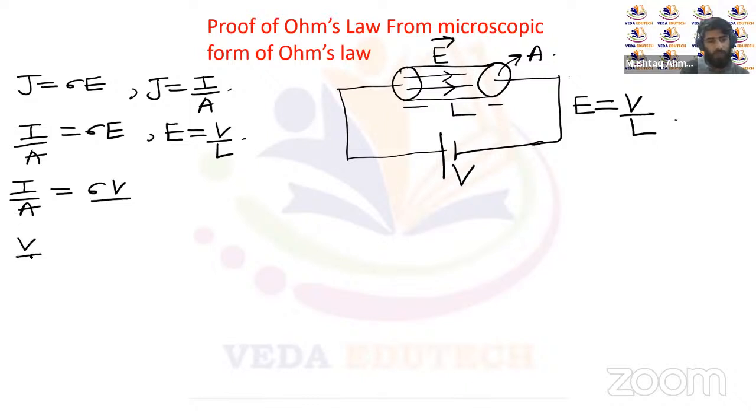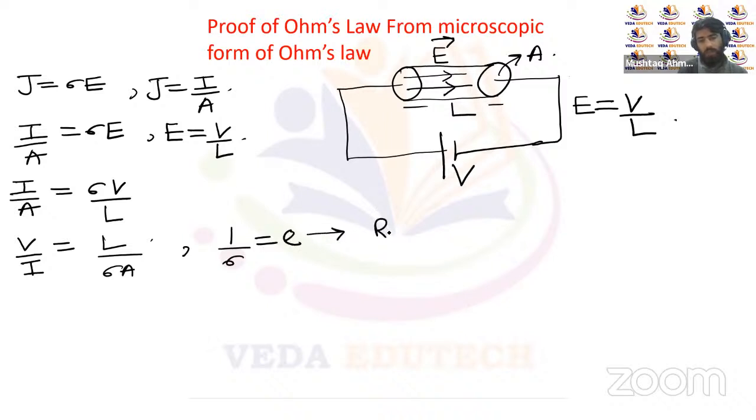So let's calculate the ratio V over I here. V over I will be equal to L upon sigma A, right? L upon sigma A. And 1 upon sigma, we call it rho. This is what we call resistivity, right?